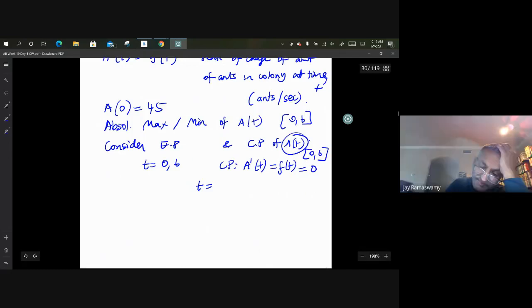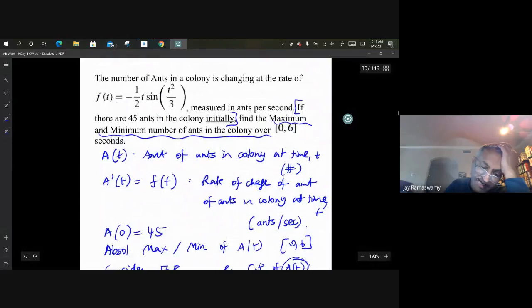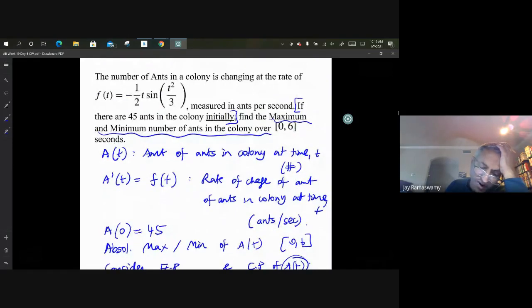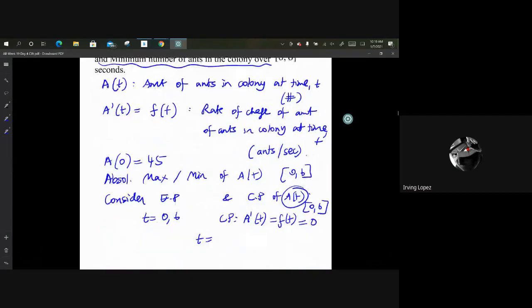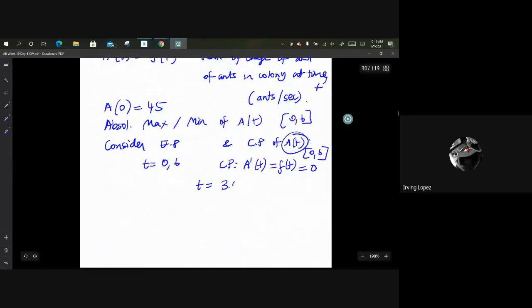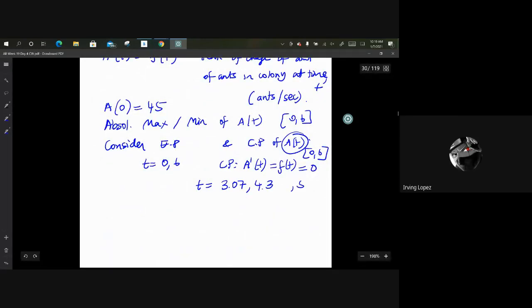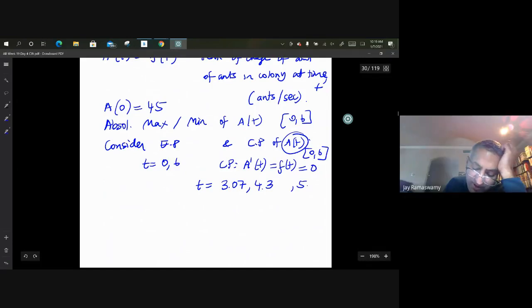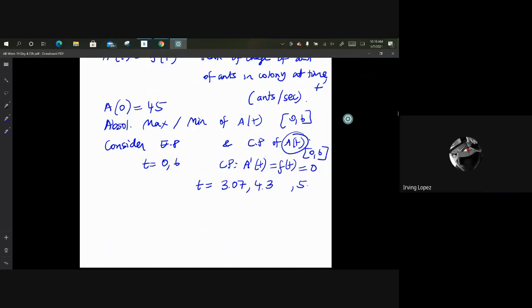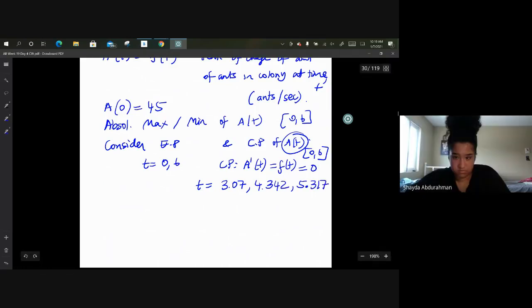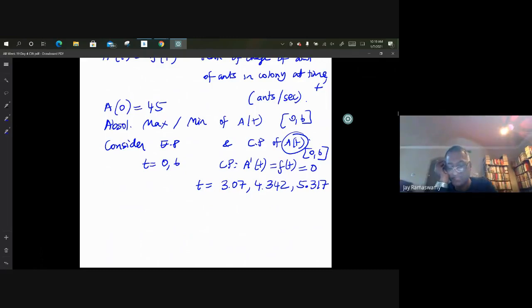Repeat. If you did not take it down, it's negative 1/2 x times sine of x squared over 3. I got 3.047, 4.342, and 5.317. Okay, say that again, but louder. 4.342. Okay, 5.317. Okay, I need just one more kid to confirm. Yeah, that's right. Okay, everybody, last step.